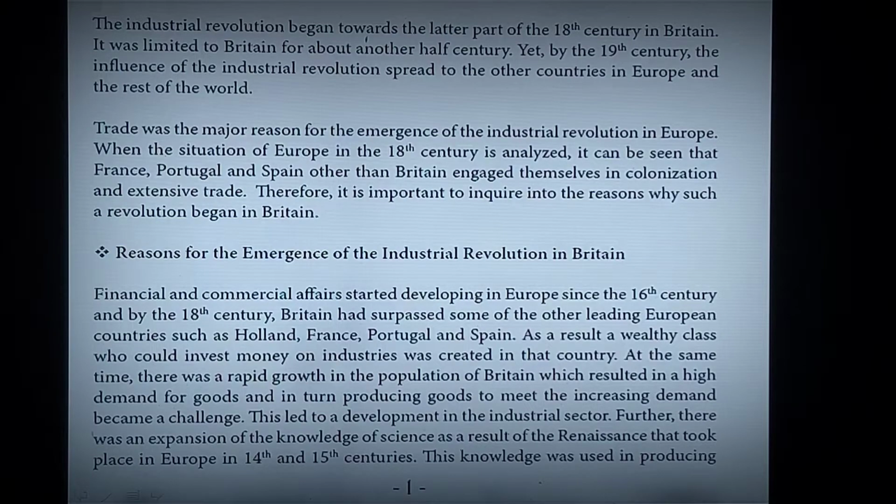There was an expansion of knowledge of science as a result of the Renaissance that took place in Europe in the 14th century, after the War of Crusade that happened between Christians and Muslims, or the Turkish people. After that, Constantinople was captured by the Turks. This Renaissance in Europe happened because in the libraries of Constantinople, the Greek and Roman knowledge books were kept. So all the Greek and Roman knowledge was taken to Europe. After that, scientific ideas and universities emerged in Europe. So this Renaissance gave good support to the Industrial Revolution.